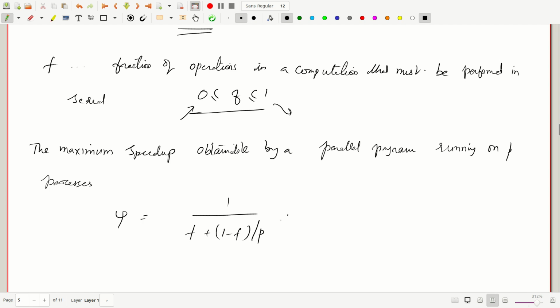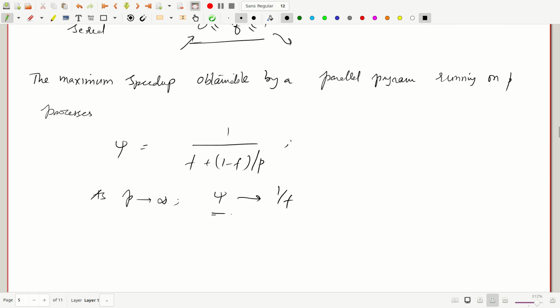Okay, so as you can see, as p tends to infinity, your psi tends to 1 upon f, right? So that means there is inherently a restriction on the maximum speedup that can be obtained, even if you keep taking more and more processors. According to Amdahl, the maximum speedup that can be obtained is only the inverse of the sequential part of the computation that we have in the code. So the more inherently sequential the computation in the algorithm, the less speedup is possible, right?